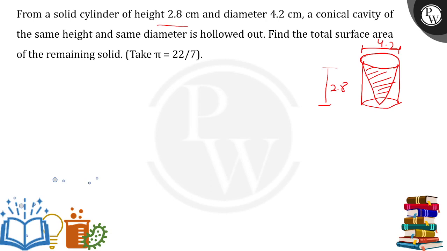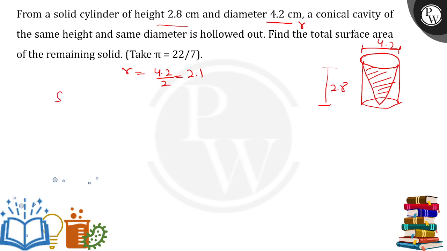For this, first of all, the most important thing is we have all the basic units. The height is given to me, the diameter is given, so I will write the radius over here. Radius will be half of it, that means 4.2 by 2, that is 2.1. 2.1 is the radius and 2.1 is the radius. So in the case of the cone, slant height is important.